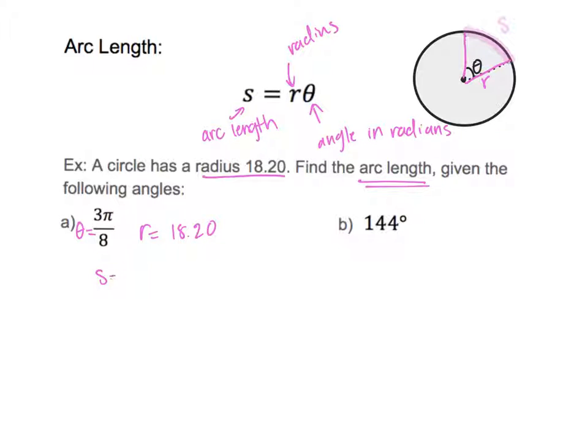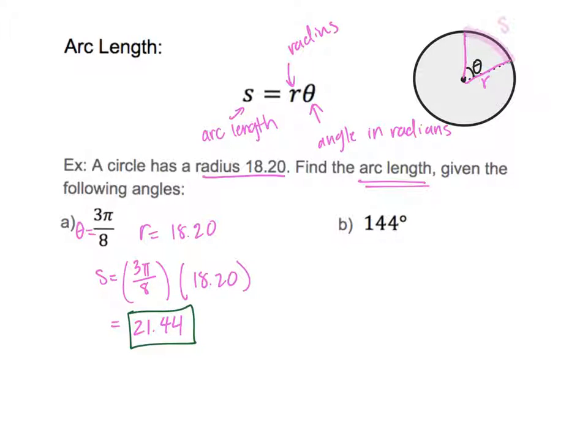So I'm just going to plug it in. S is equal to 3 pi over 8 times 18.20. And if I multiply this through, I'm going to round that to 2 decimal places. It looks like it would be 21.44. And so it looks like my arc length is this amount.